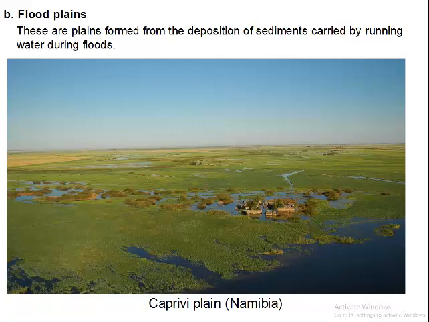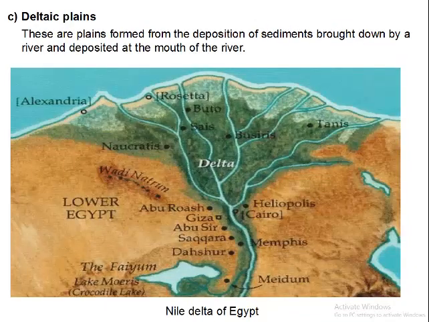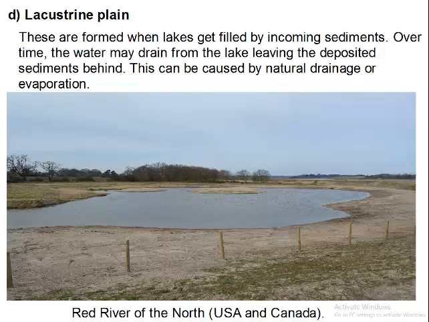We looked at the floodplains, where we said floodplains are formed when sediments carried by floods are deposited, forming an extensive land. We also talked about the deltaic plain, where we said delta plains are formed at the mouth of a river. Then finally, we looked at the lacustrine plains, where we said the lacustrine plains are formed when lakes get filled by incoming sediments. So today, we're going to end here.